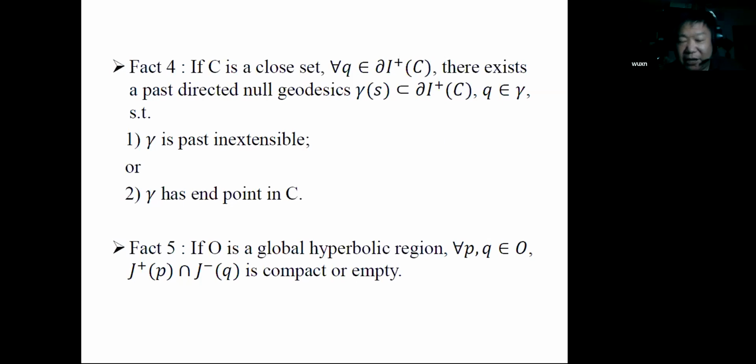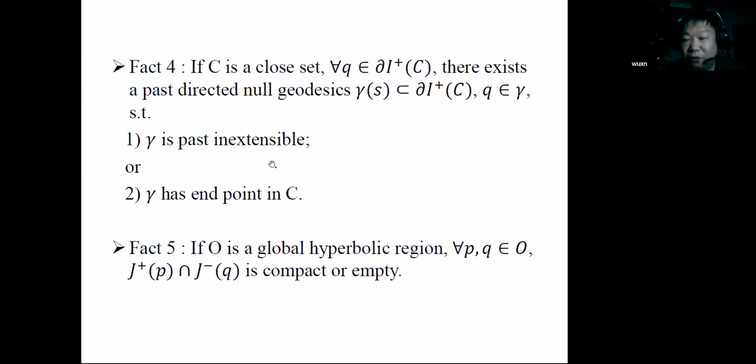And you can imagine it very simply in the Minkowski case. Let's consider a light cone in Minkowski space. It just starts from one point. So we just take the one point as the set C, a closed set, and then take another point on the light cone. From that point, you can go back along the generator of the light cone and arrive at the start point of the light cone. That means the second one: we have an endpoint in C.